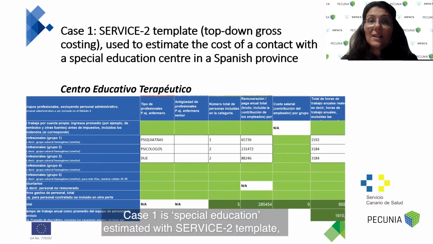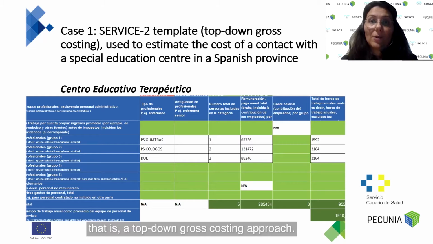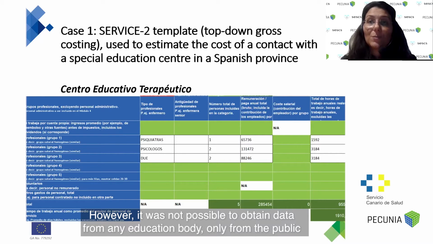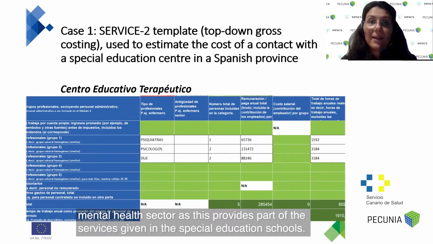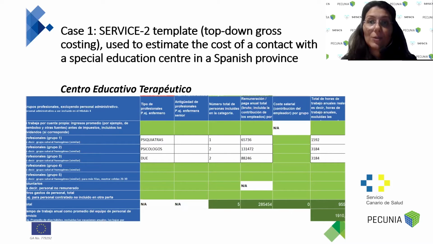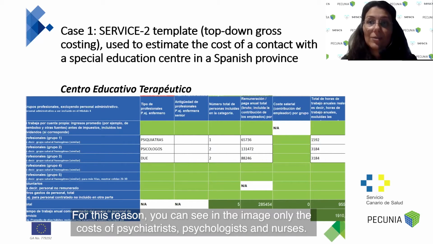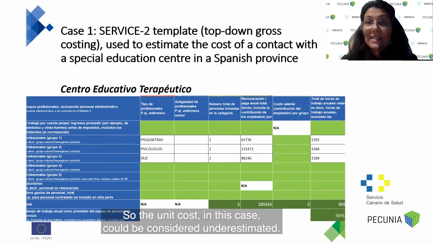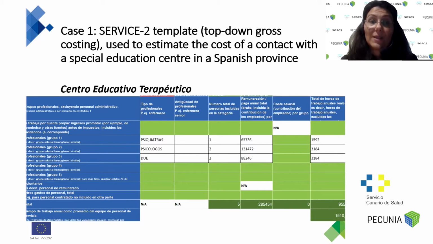Case 1 is a special education estimated with Service 2 template. That is a top-down gross costing approach. The main provider of education in Spain is the public sector at the regional level. However, it was not possible to obtain data from any education body, only from the public mental health sector, as this provides part of the services given in the special education schools. For this reason, you can see in the image only cost of psychiatrists, psychologists, and nurses. So the unit cost in this case could be considered underestimated.